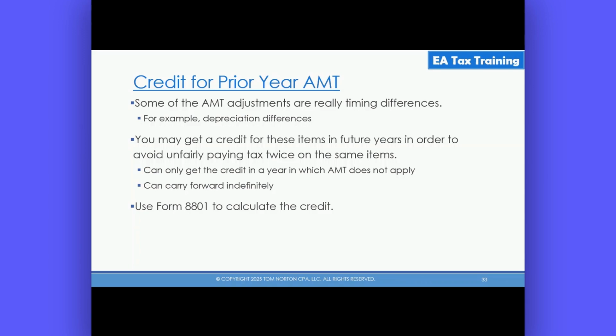And again, all you need to know for the exam, I know this can be confusing, is that you can have a credit for prior year AMT. You cannot use that carryover until you have a year in which you do not owe the alternative minimum tax. That is what you need to know.